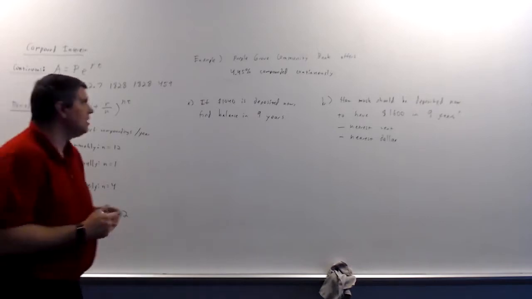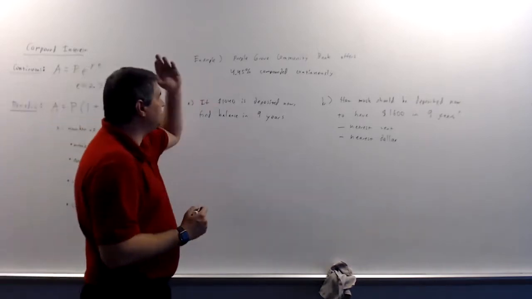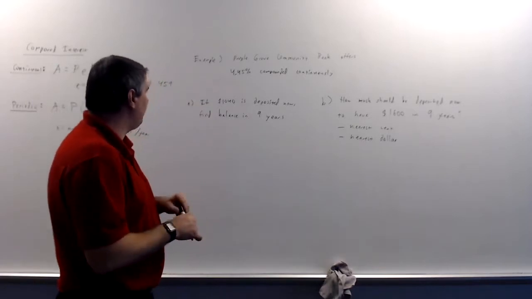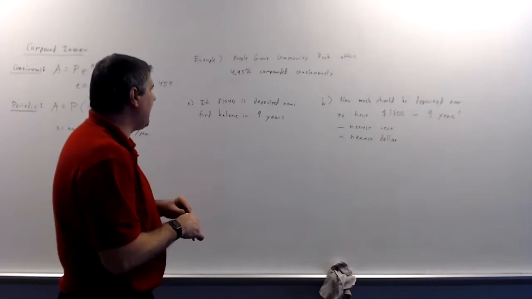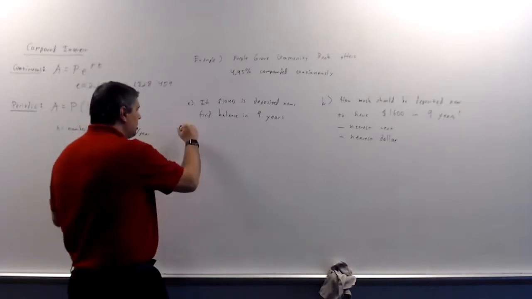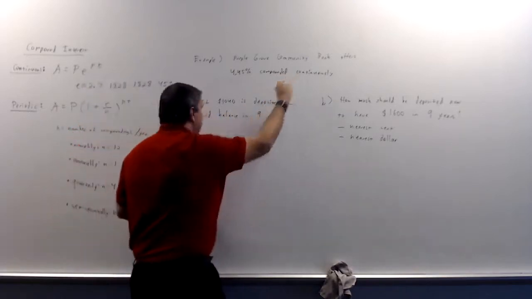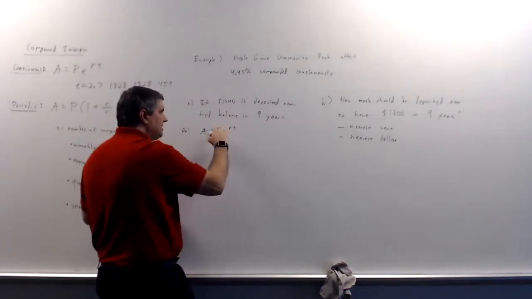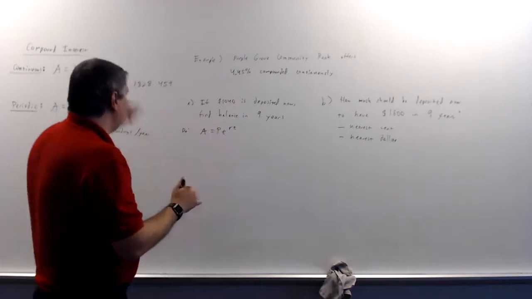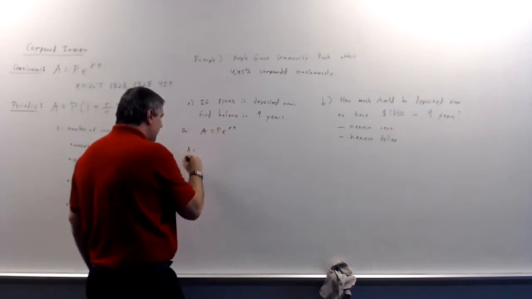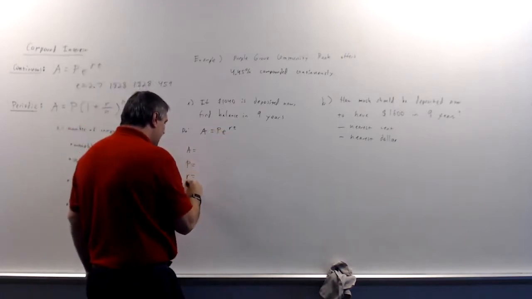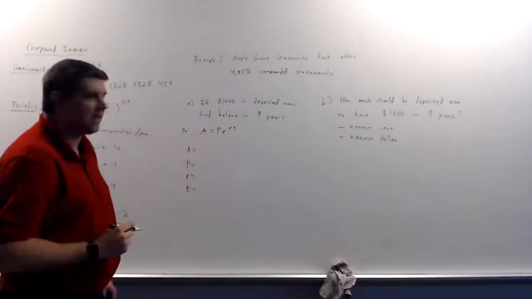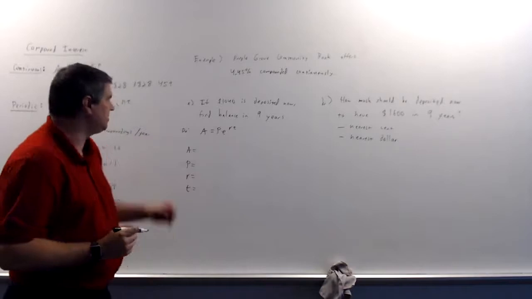Okay? So, Purple Grove offers 4.45% interest compounded continuously. If 1,040 is deposited now, find the balance in 9 years. It says it's compounded continuously, so the appropriate formula is the continuous compounding formula. Now, before I start plugging things in, I try to identify what the variable values are, because sometimes it's not as simple as it seems.